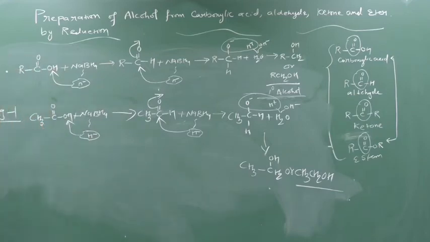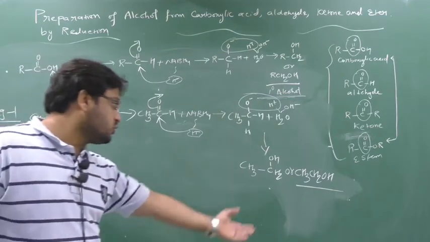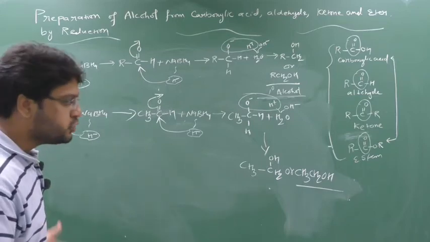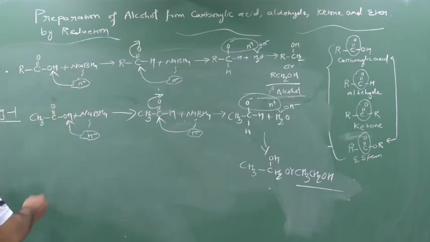A 2 carbon carboxylic acid was there, so here also you got a 2 carbon alcohol. Another example you can do yourself. Or shall I do it? Okay, I will do it. You do it yourself for carboxylic acid. Do this one, benzoic acid, you can do this.